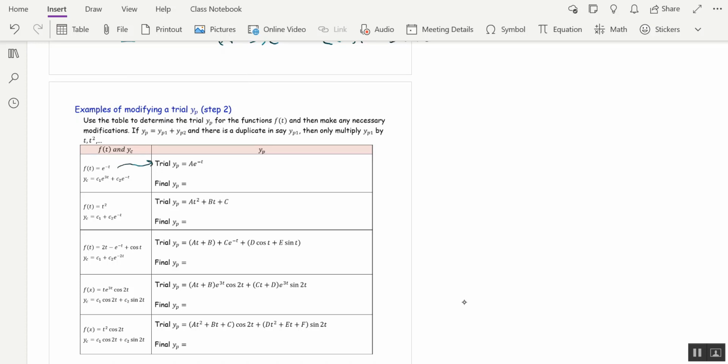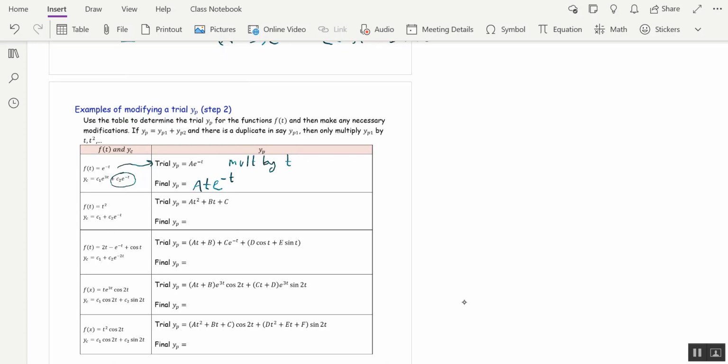So in this first one, we say, okay, are there repeats between our trial yp and our yc? And we see, yes, there's a repeat right here. So I need to multiply by t. So my final yp would be at e to the negative t.